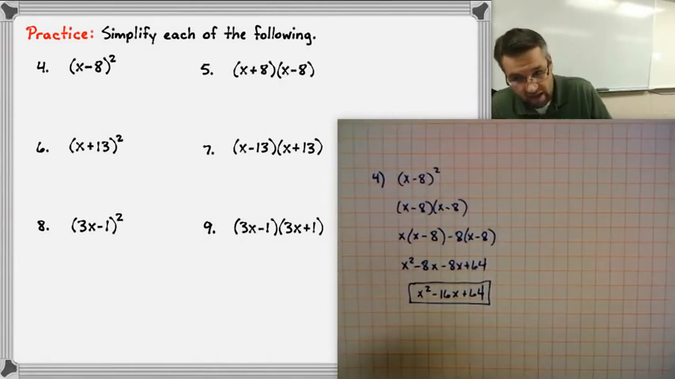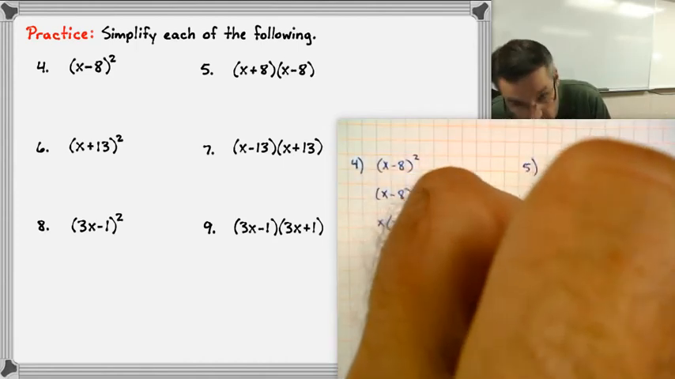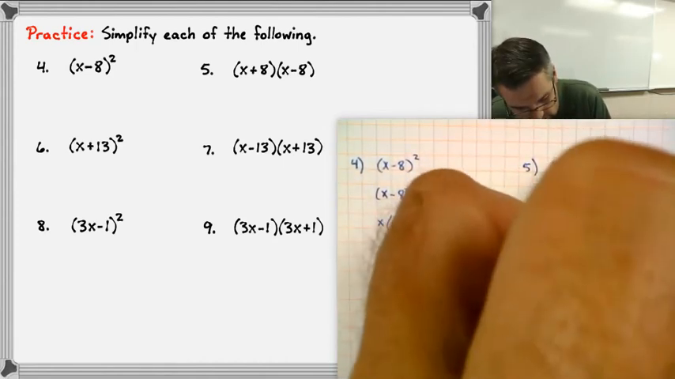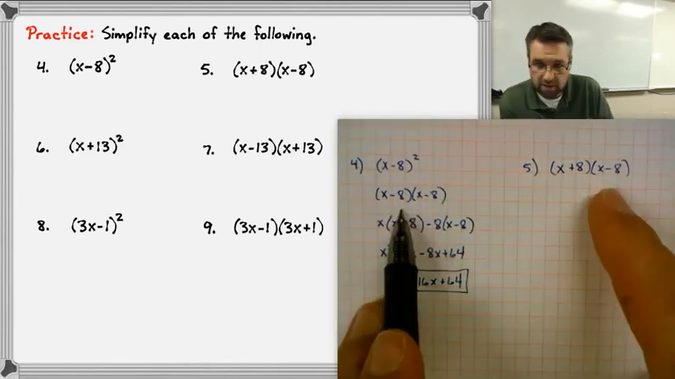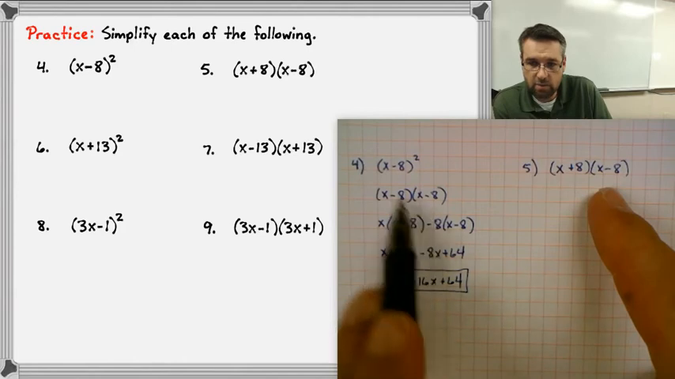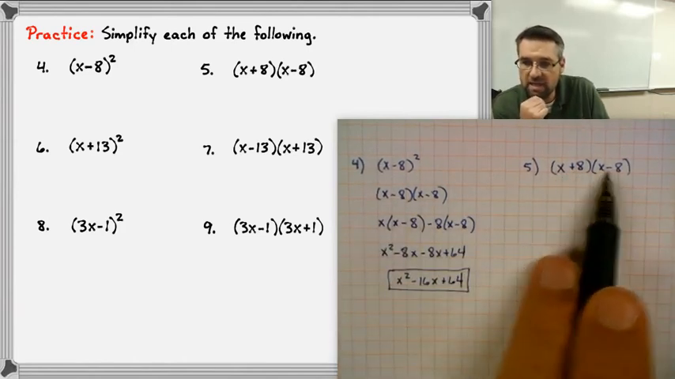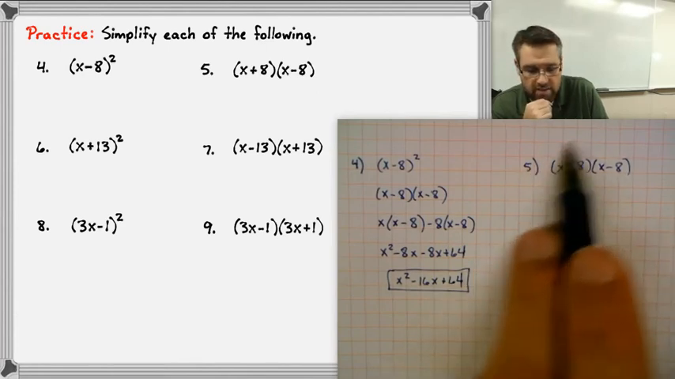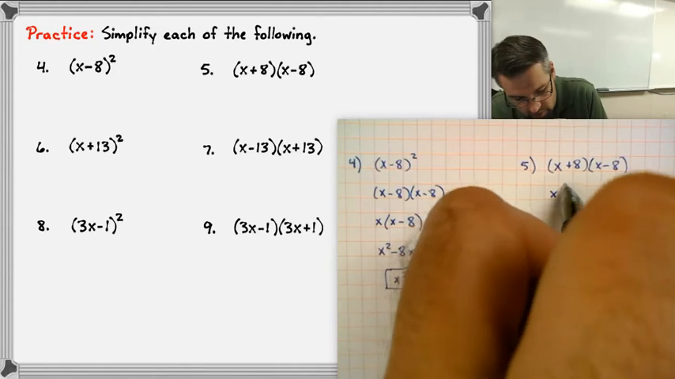For number 5, I'll put that to the side, just like I have on the notes there. We have x plus 8 times x minus 8. Now notice that this is very similar to what we had when we expanded here. The difference is that we have a plus sign here and a minus sign. These two are different signs. This is actually called a difference of squares. And you'll see what happens when we do this. We're going to go ahead and expand this.